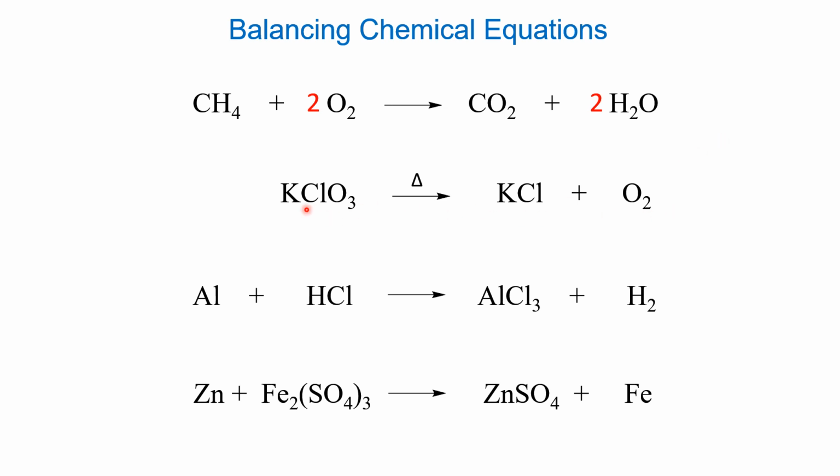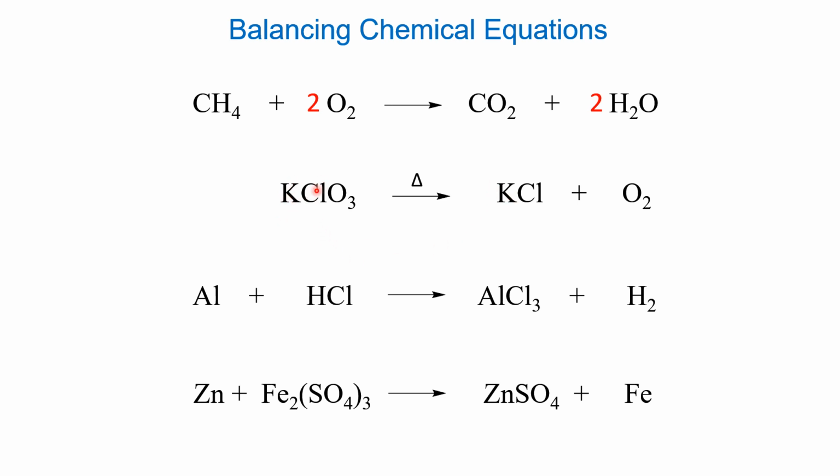Now look at the other reaction here. The second one is potassium chlorate. When you heat it, when you see this triangle, that means the reaction needs higher temperature, usually heat, and then produces potassium chloride and oxygen gas here. This is an oxygen molecule. So you can look at the potassium here. Potassium looks like it's already balanced. Both sides have 1 potassium atom.